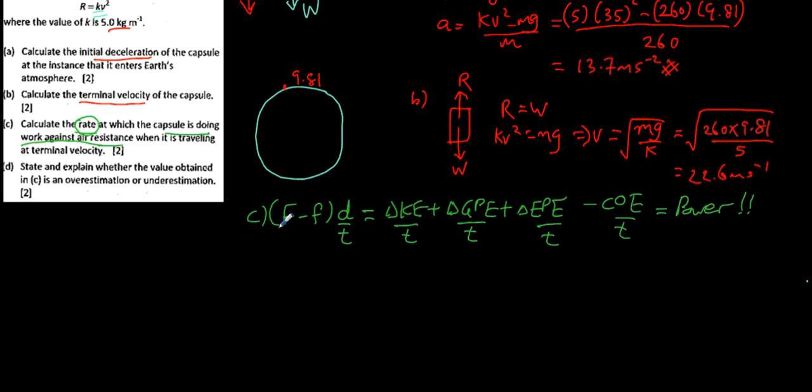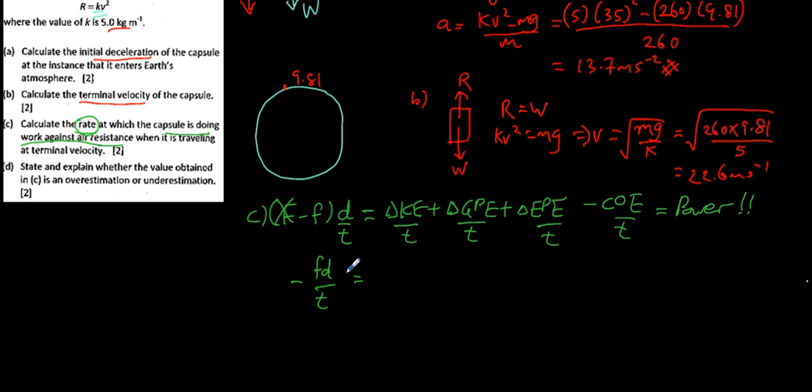Which term here represents the rate of work done against friction? Okay, let's see term by term. This F obviously does not exist because there is no continuous external force pulling the spaceship downwards. Now, what about this F times D over T? Yes, this is the one. This whole thing is called the rate of work done against friction. So in other words, your job is to find FD over T. So this is the answer.